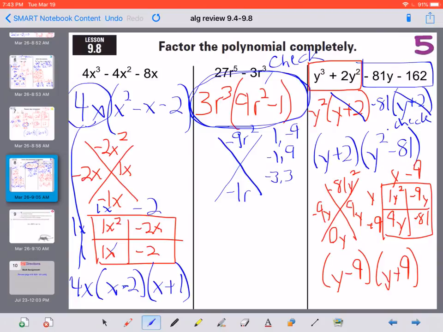Now the one thing we can't forget is to take this y plus 2 and bring it down to the front. So y plus 2.